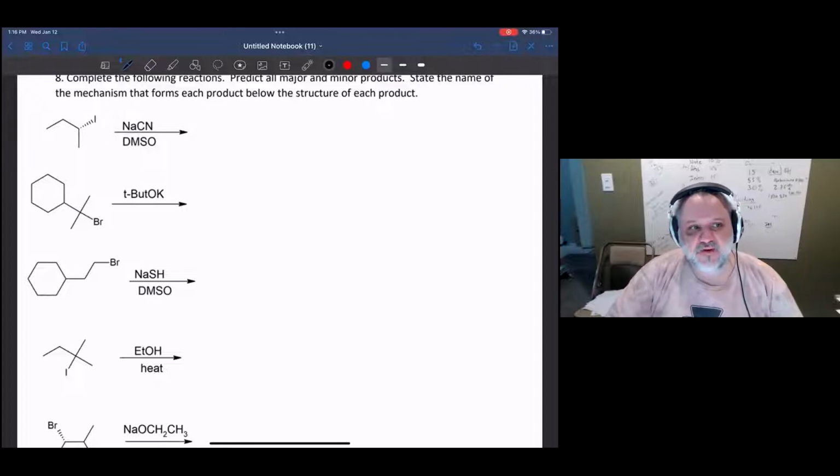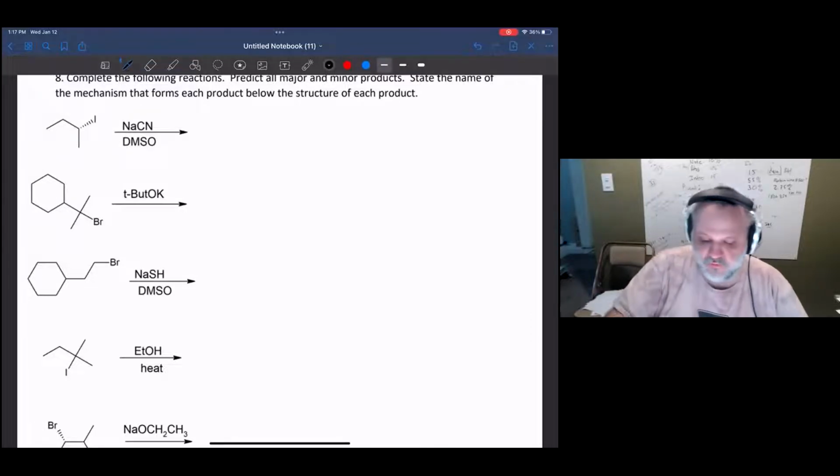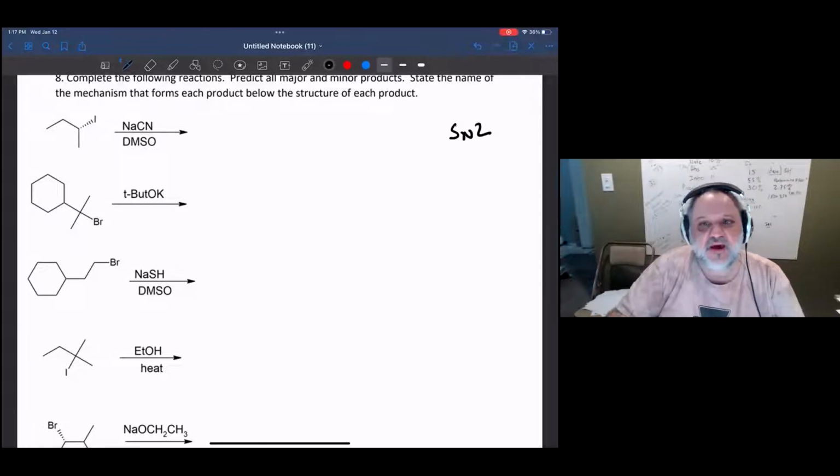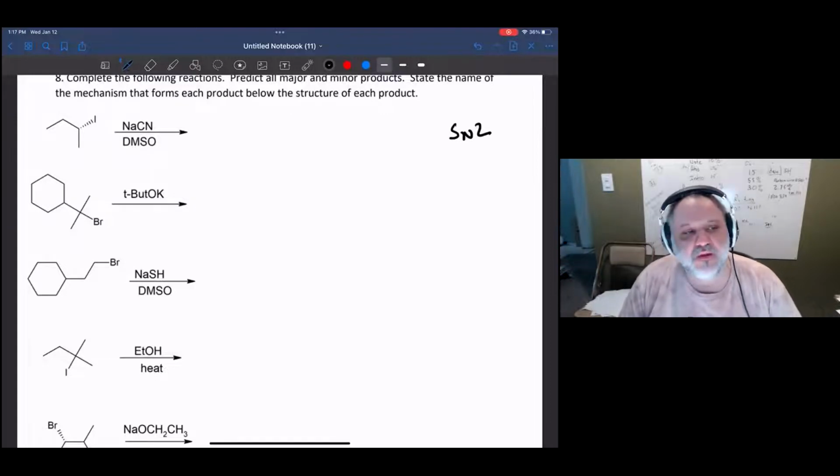We've got a sodium cyanide, and the cyanide is only acting as a nucleophile. I've got a leaving group in the secondary position, but I've also got a polar aprotic solvent. So that'll promote an SN2 reaction. So that's one of the other things it wanted me to write down: SN2, what reaction mechanism will it follow?